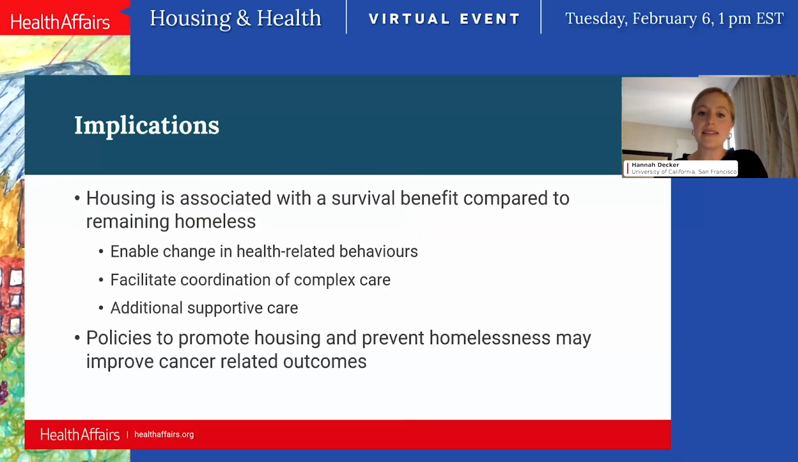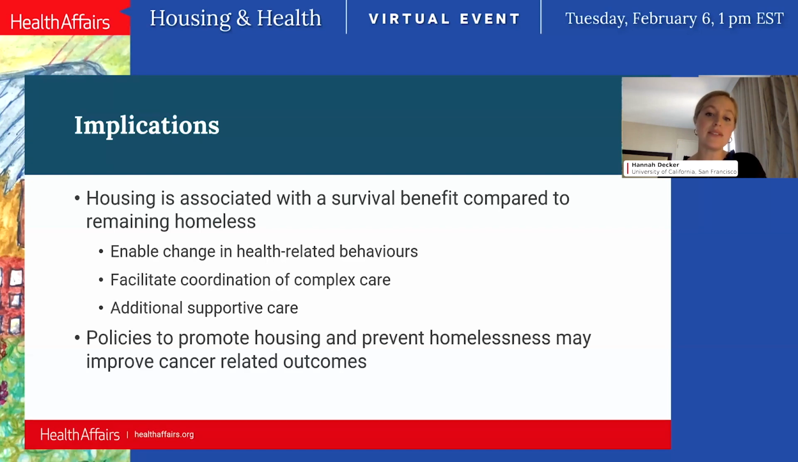So thinking about the implications of this, what we found is that housing is associated with a survival benefit compared to remaining homeless after cancer diagnosis. And there are several potential mechanisms for why this might be the case. First, stable housing might help patients alter health-related behaviors that might contribute to improved overall cancer outcomes. Stable housing might facilitate coordination of complex cancer care by reducing things like competing priorities, vulnerability to external forces, and by improving access to consistent communication and schedule of outpatient care. And this might improve outcomes.